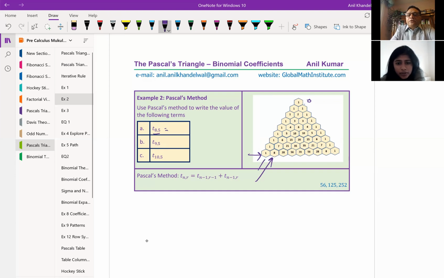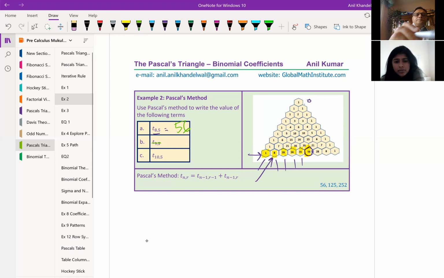So 0, 1, 2, 3, 4, and this will be 5. Yes, you have to start with 0, so we say 0, 1, 2, 3, 4, 5, correct? So this number will be 56, clear? Once you make your triangle, you can easily identify the number. Now, how will you find T9,5?